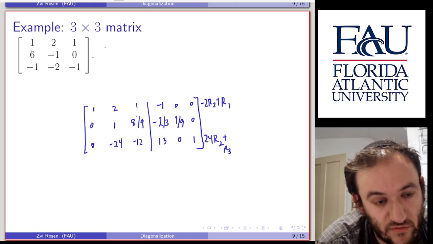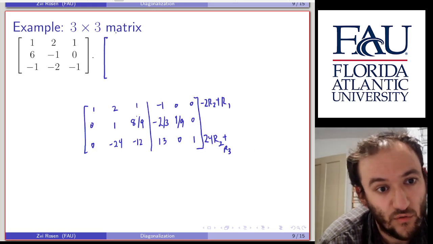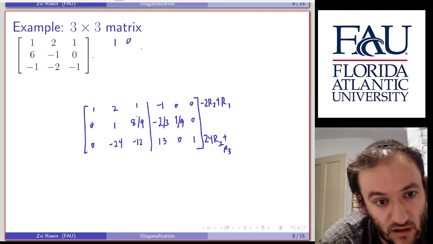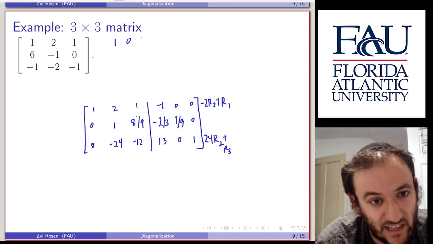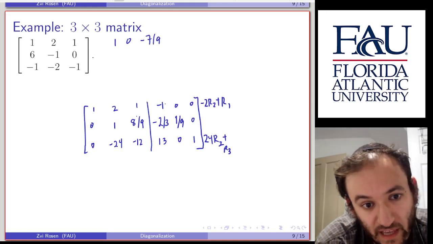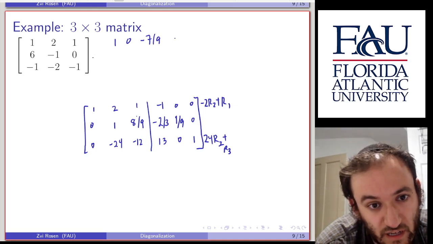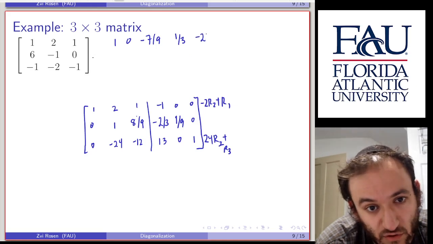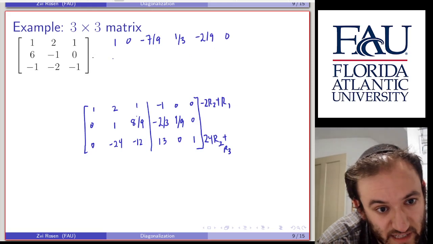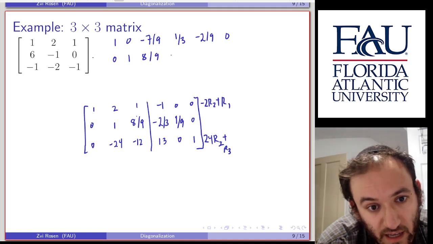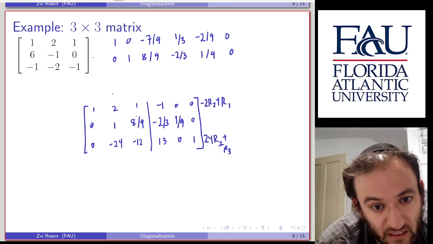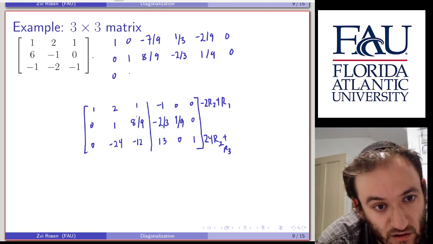Okay, we're going to leave this here for a moment while I do the calculation. We get 1, 0. Now minus 16/9 plus 9/9 is minus 7/9. And positive 4/3 minus 1 is 1/3. And we have minus 2 over 9 here, followed by 0. Then this row stays the same, 0, 1, 8 over 9, minus 2/3, 1 over 9, 0. And the last row, we get 0, 0.